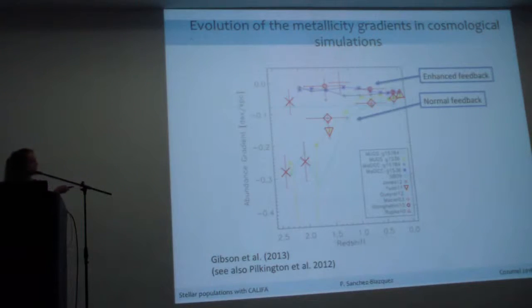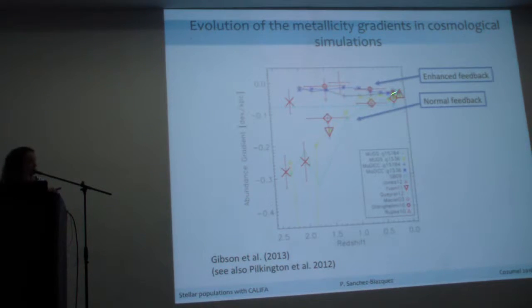So while the majority of hydrodynamical simulations reproduce the present metallicity gradient of galaxies like our own Milky Way, which is around minus 0.04 dex per kiloparsec, the evolution with redshift could be very, very different. And he saw that this evolution depends mainly on the prescription of the stellar feedback that you put in the simulation. So he ran two identical galaxies in simulations, varying the prescription for the stellar feedback.